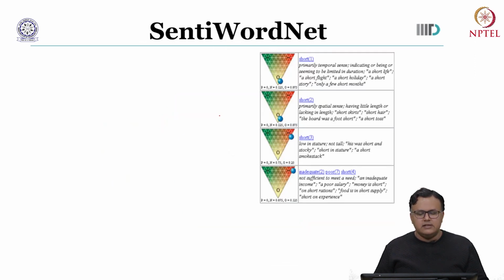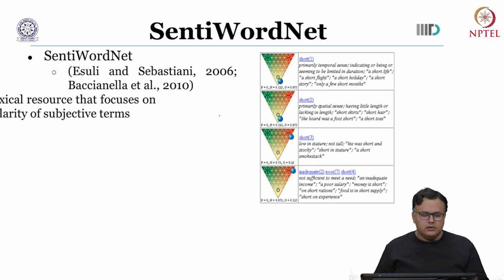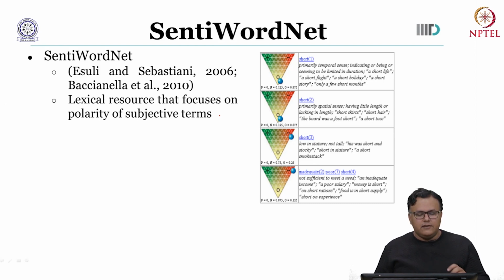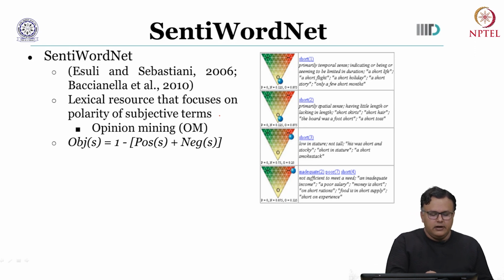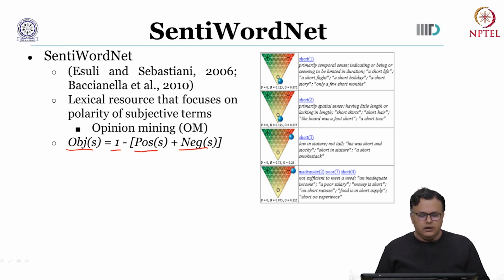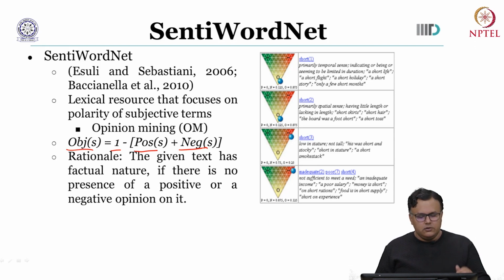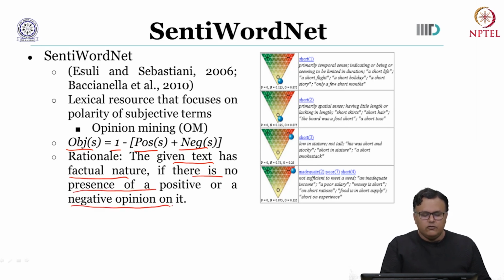Another resource, friends, is the SentiWordNet. In this case, it is a lexical resource that focuses on the polarity of subjective terms. So this is a bit different approach. What we are saying is, for mining of the opinion, you can have an objective score which is 1 minus (positive plus negative). Now, the rationale is as follows. The given text has a factual nature if there is no presence of a positive or a negative opinion on it.